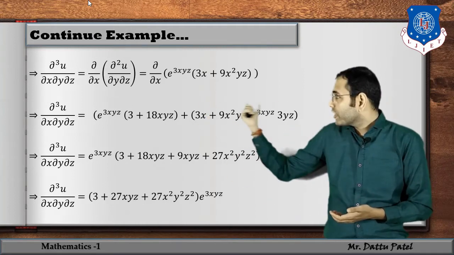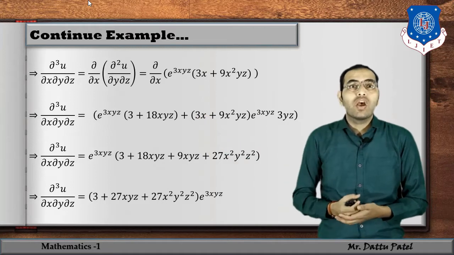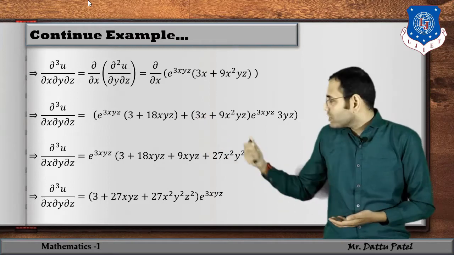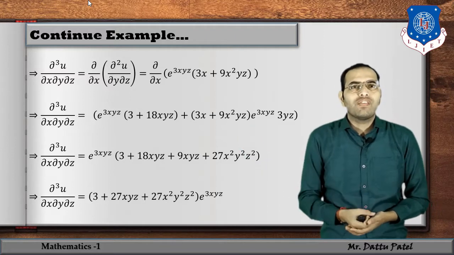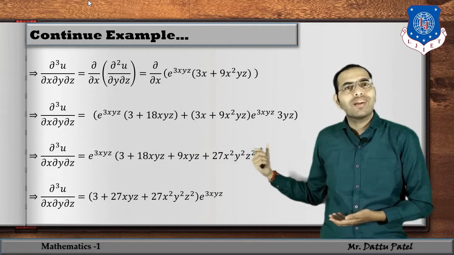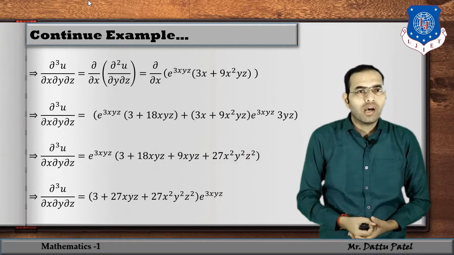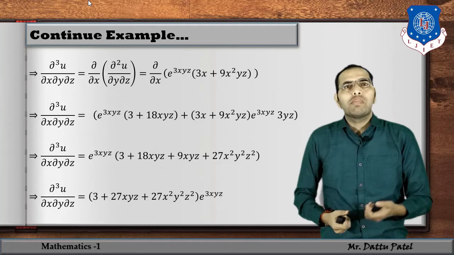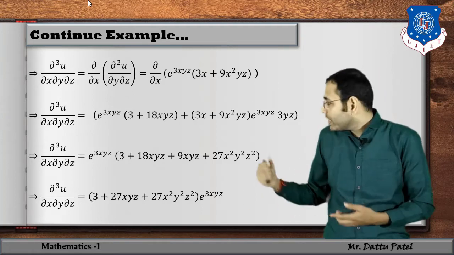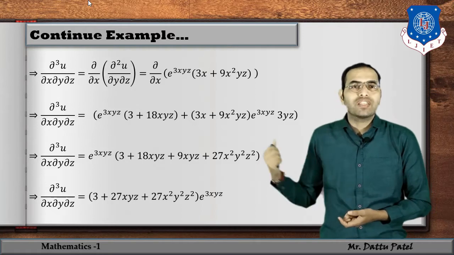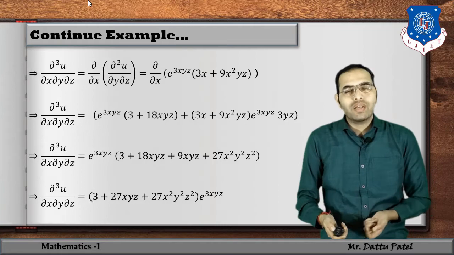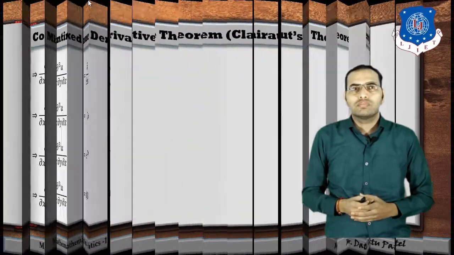Now in this term e raised to 3xyz is common, and the remaining terms become 3 + 18xyz + 9xyz + 27x²y²z². Here the second and third terms are the same, so adding them, it becomes (3 + 27xyz + 27x²y²z²) into e raised to 3xyz. That is our RHS portion. Hence proved.